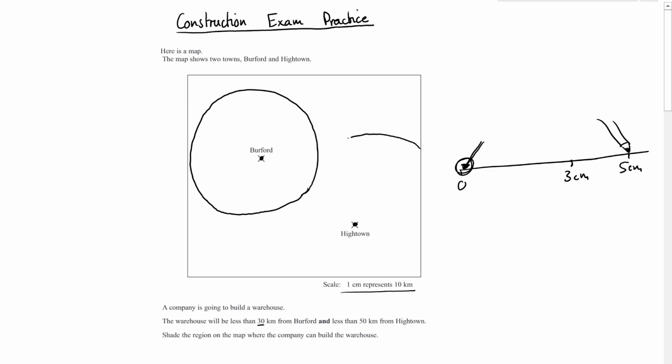and that should look something like this approximately. Okay, and so we're asked to shade the region that satisfies both it being less than 30 kilometers from Burford and less than 50 kilometers from Hightown. If it's less than 30 kilometers from Burford, it has to be in the circle of Burford, but it also has to be in the circle of Hightown. So it's going to be this region in the middle that we want to shade, because this is where both of those things are satisfied.